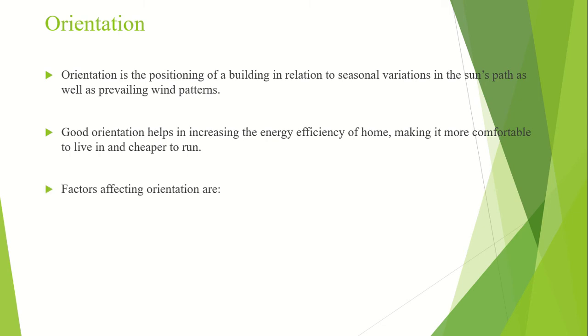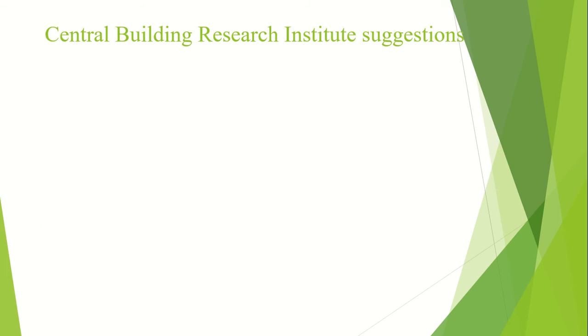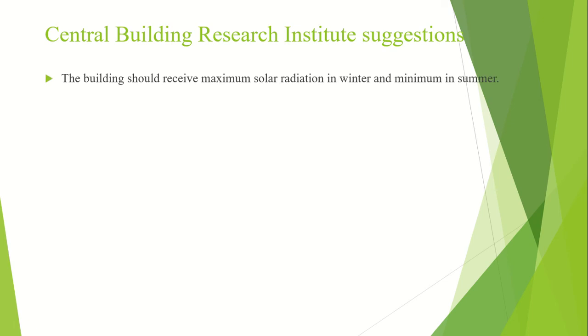There are different factors which affect the orientation. Those factors are temperature, humidity, and wind. Central Building Research Institute suggestions: CBRI has given some suggestions, like the building should receive maximum solar radiation in winter and minimum in summer, so as to maintain the warmth during winter and summer.